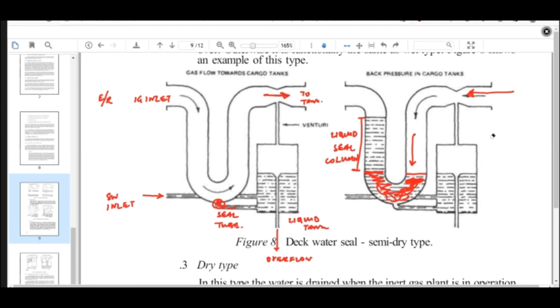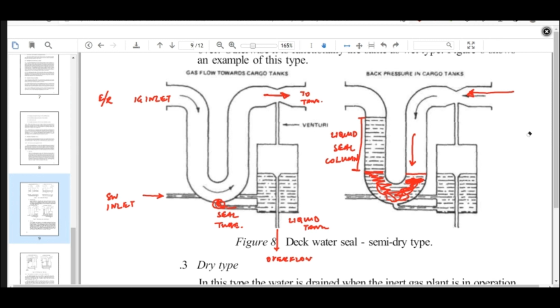And as somebody just pointed out during our discussion, instead of seawater, fresh water can also be used depending on the size and quantity. And of course, the cost of your cargo is very high. Definitely, I don't want it contaminated with seawater. But as far as crude oil ships are concerned, there are no issues. We will use seawater.